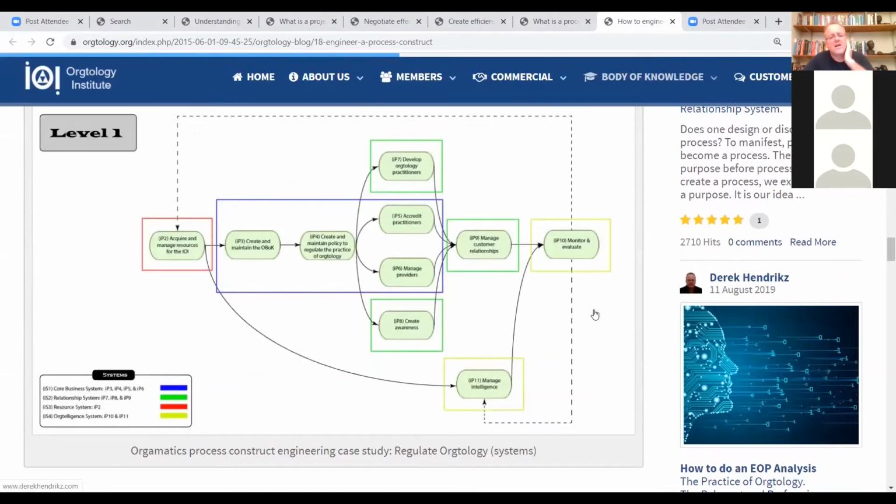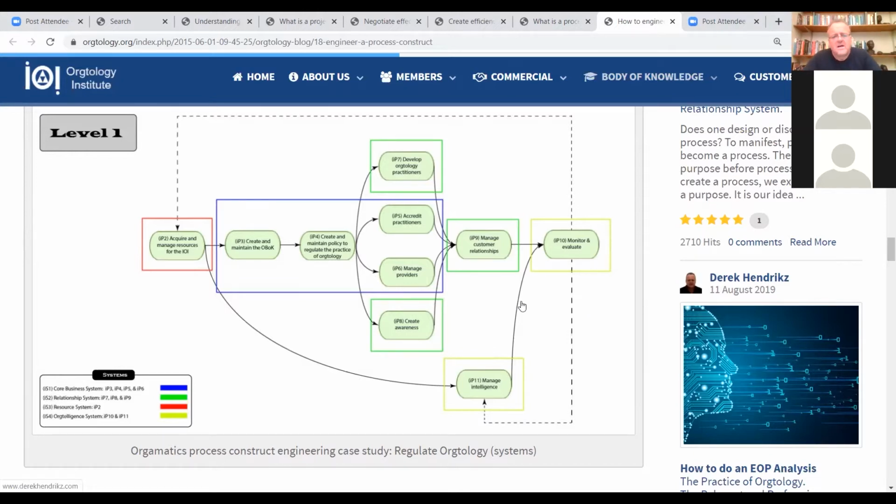So there you can see we color coded. There's 4 systems. Blue is core business, green is relationships, red is resources, and yellow would be intelligence. So we've created 4 systems there. Now we can start dissecting these systems into process families, and that's where you would get your 60 or 70 processes.